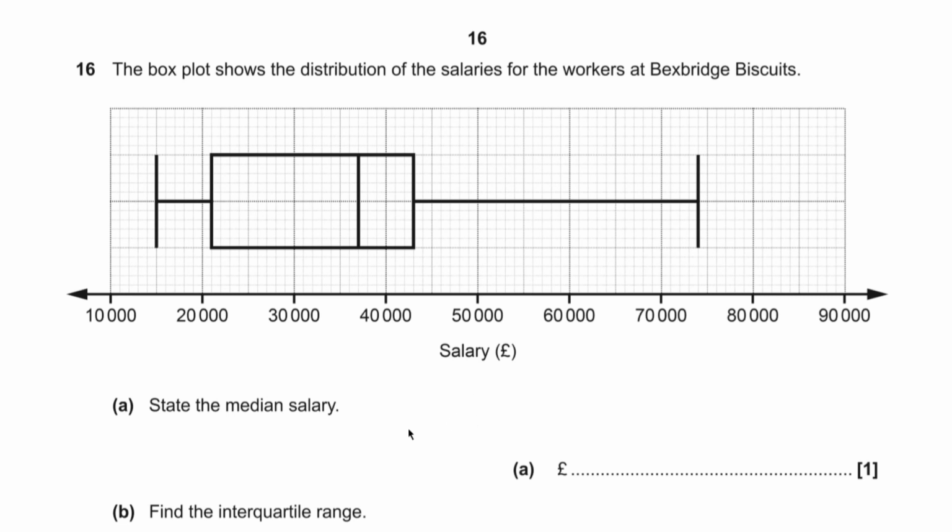Question number 16. The box plot shows the distribution of the salaries for the workers at Bexbridge Biscuits. Part A, state the median salary. Well, the median will be the middle value. So that is this value here. And that corresponds to 37,000.